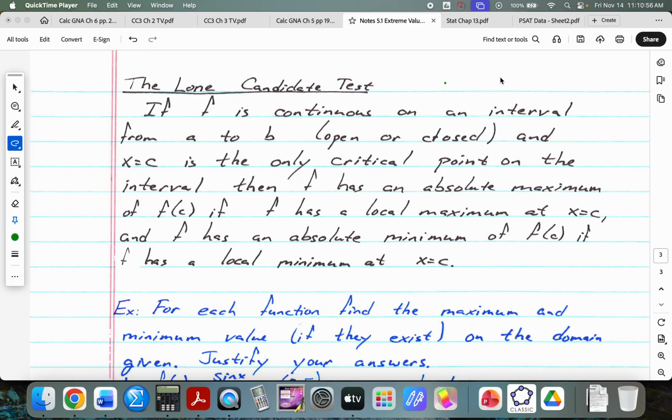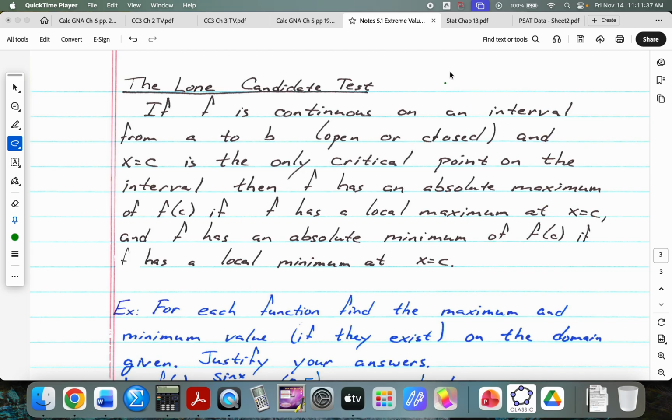And what it says is that if f is continuous on an interval from a to b, open or closed, right? Now, the candidate test had to be a closed interval. And x equals c is the only critical point. There can't be any other critical points on the interval. Then f has an absolute maximum of f of c if f has a local maximum at x equals c. And f has an absolute minimum of f of c if f has a local minimum at x equals c.